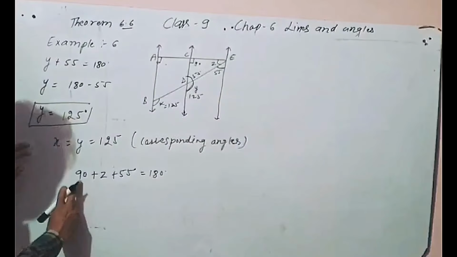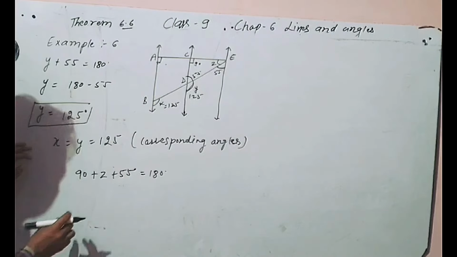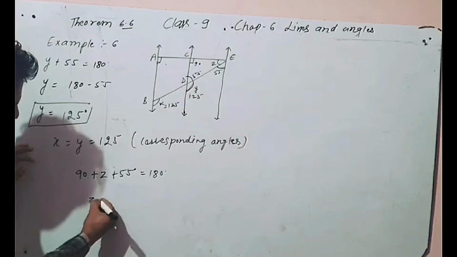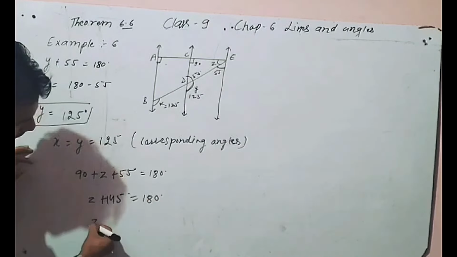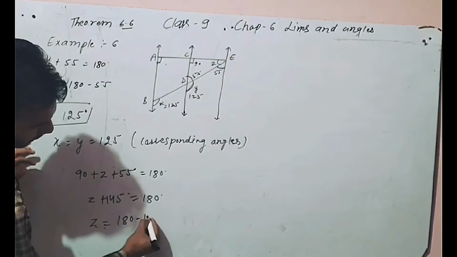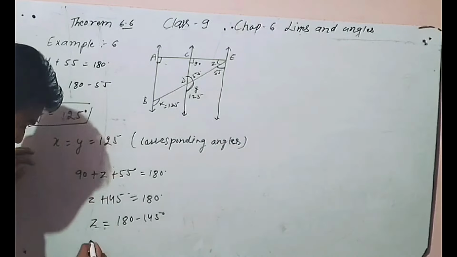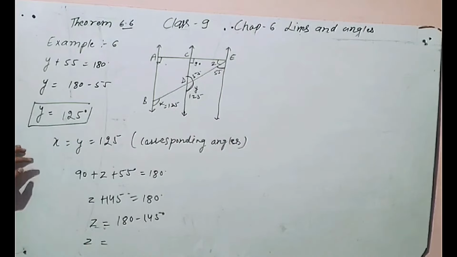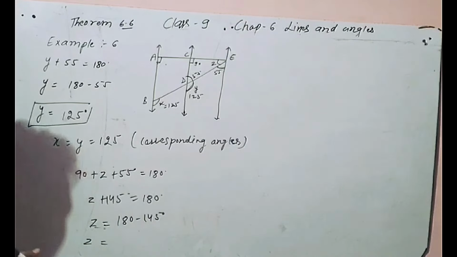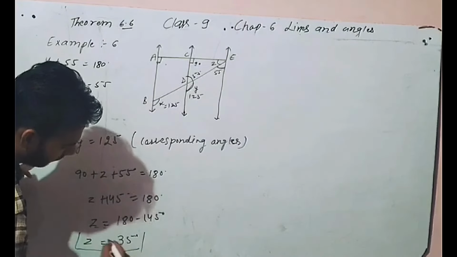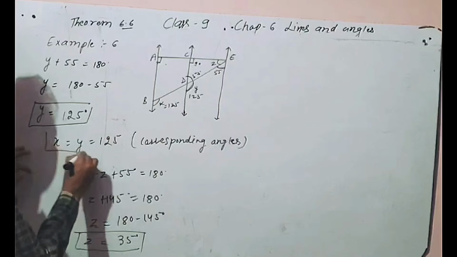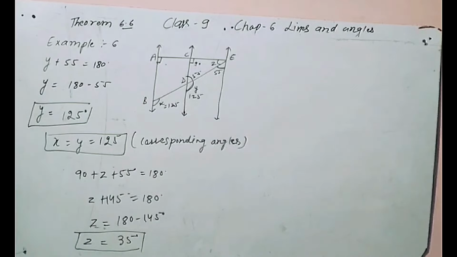So 90 plus z plus 55 is equal to 180. 90 plus 55 is 145, so 145 plus z is equal to 180 degrees. So z is equal to 180 minus 145, which is 35. So we have z equal to 35 degrees. So x and y are 125 and z is 35. This is example 6, and this was the last example for this.